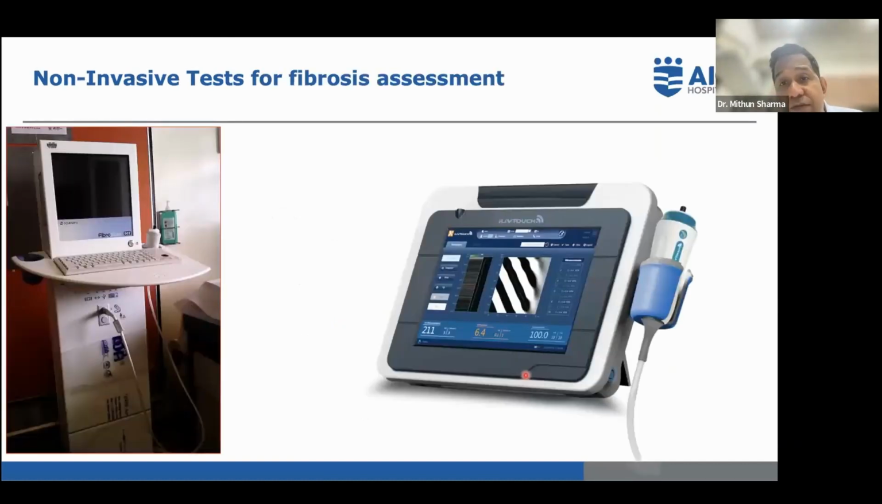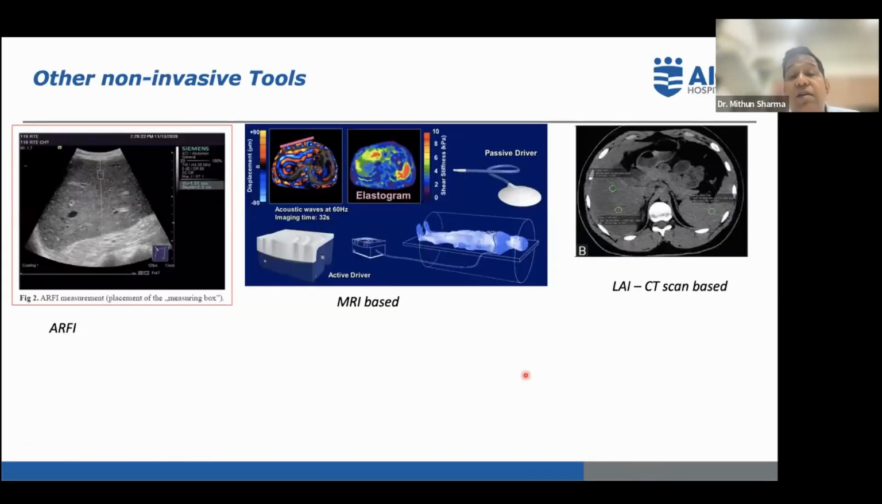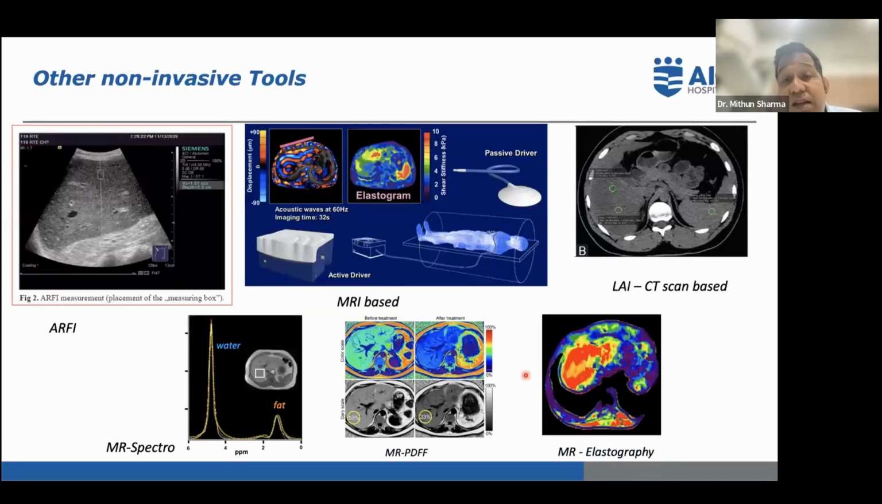It could be a FibroScan, a FibroTouch, an ARFI, or an MRI if the person is undergoing it for any other reason. It could be MR spectroscopy, PDFF, or elastography. Whatever modality is available, it is important that it is used to diagnose these patients.